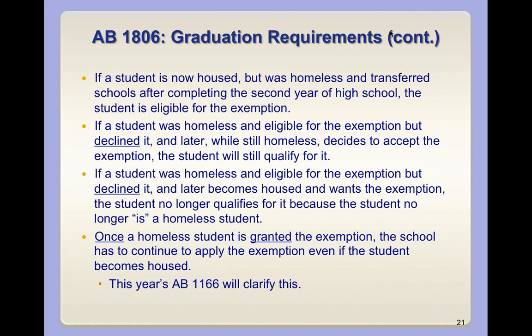If the student was homeless and was eligible for the exemption because of transferring schools at the appropriate time, but the student declined the exemption and said, no, I don't want it, I'm going to stay in school and do this the regular way. And then later, while still homeless, the student changes his or her mind and realizes, I'm not going to be able to get this done. I actually do want that AB 1806 exemption. The student will still qualify for it.